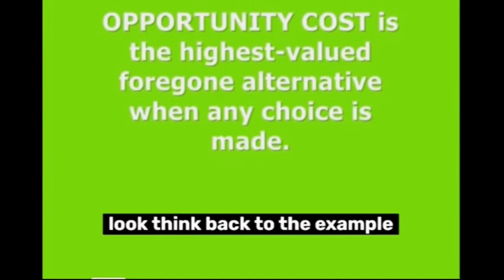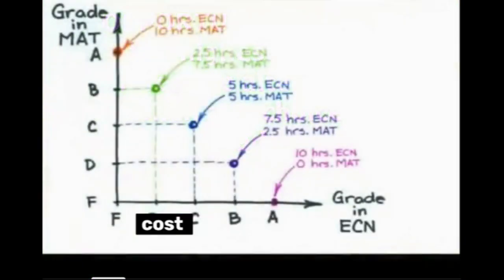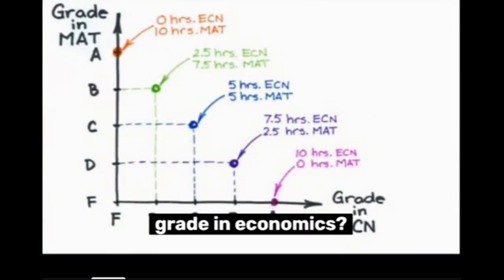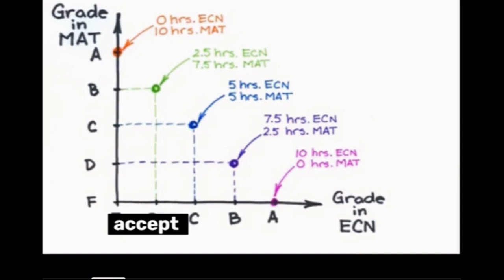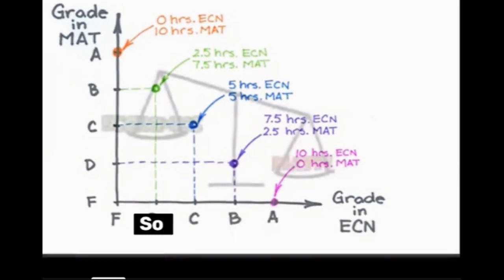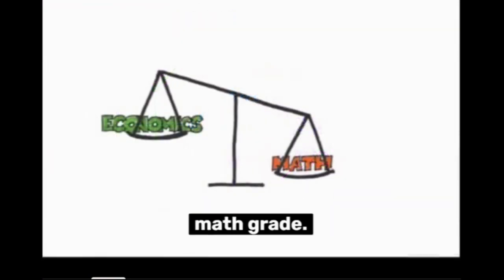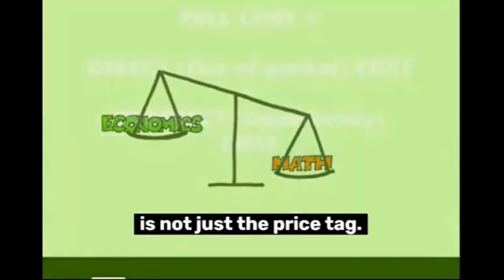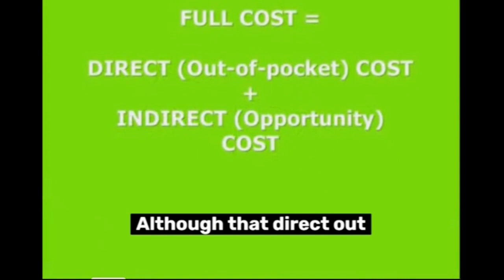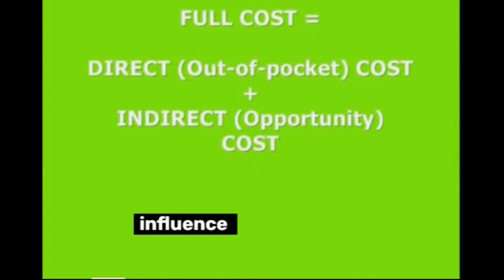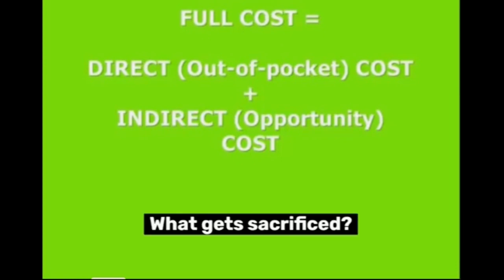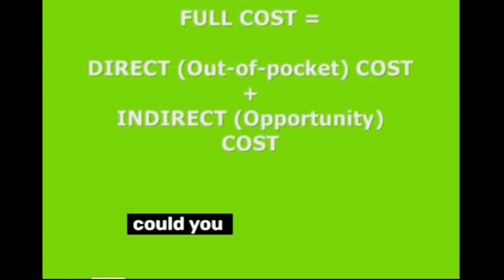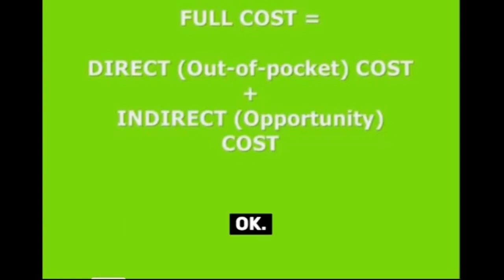Look, think back to the example of the student. What was the opportunity cost of getting a better grade in economics? The student would have to accept a lower grade in math, so the sacrifice was the math grade. The full cost of any choice is not just the price tag. Although that direct out-of-pocket monetary cost does influence our decisions, the full cost also includes the opportunity cost. What gets sacrificed? That is to say, what else could you have done with your resources?